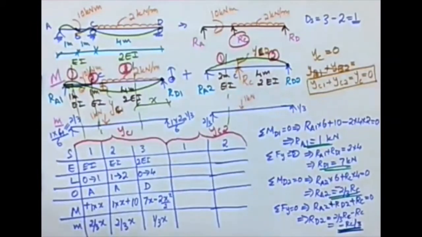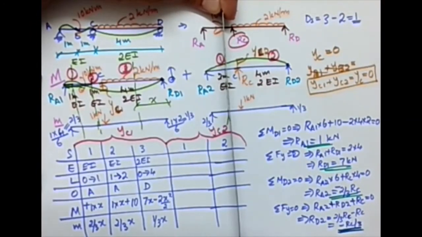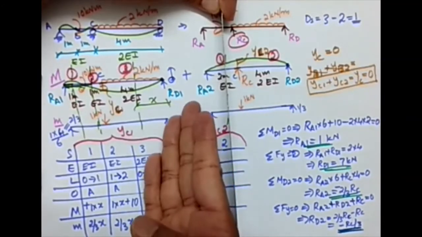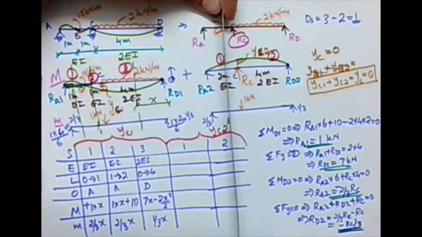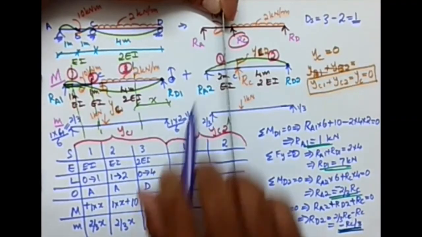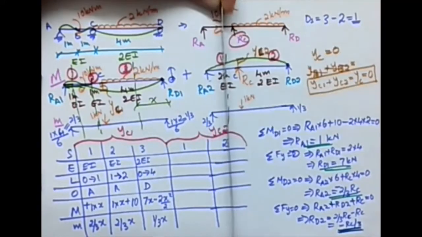Okay, so what about here? Which side should I look, left or right? Left, because there's only one value. On the right there are a lot of values. So I'm looking to the left. When I look to the left, what will be the value? RA2 times x, right? This distance is x, so RA2 times x, it is sagging.